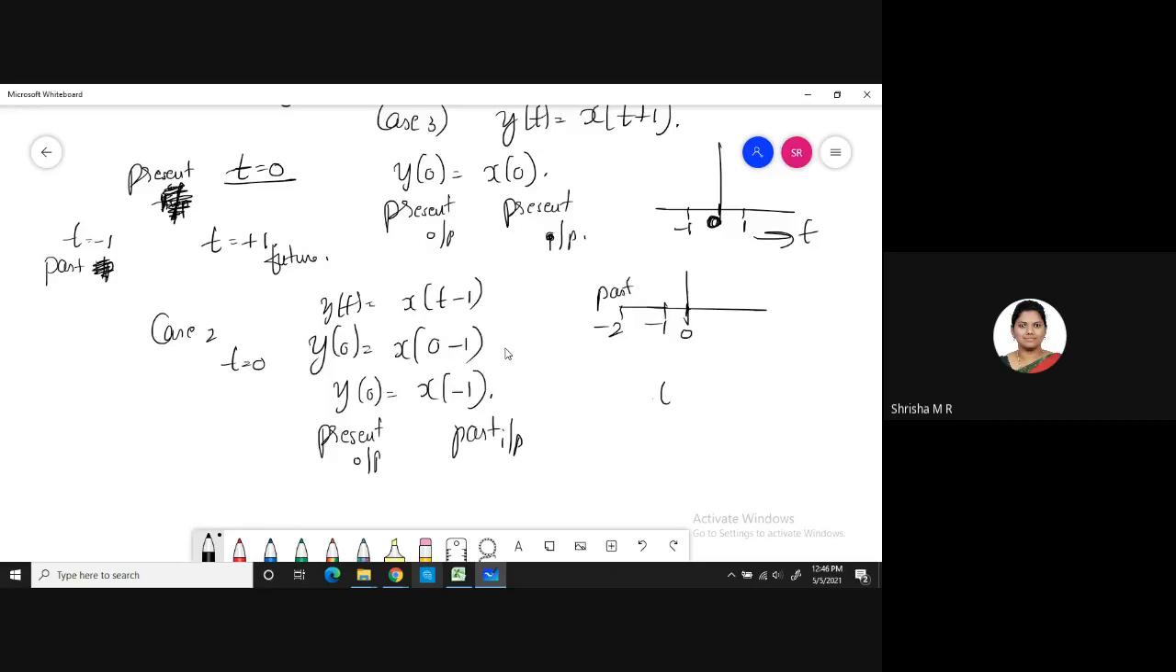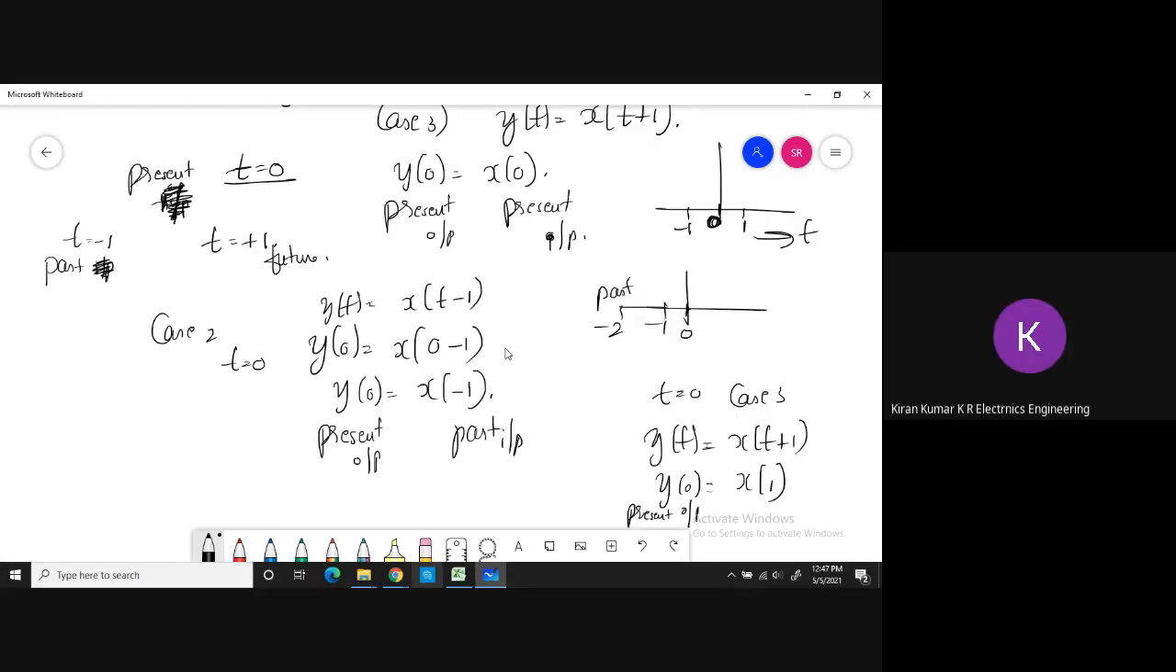So if I put t = 0 for case 3, what do I get? y(t) = x(t+1), so y(0) = x(1). That means my present output is depending on future input. So present output is depending on future input. Got it? So there are 3 cases.